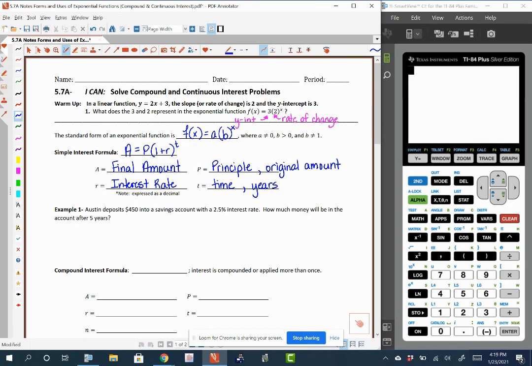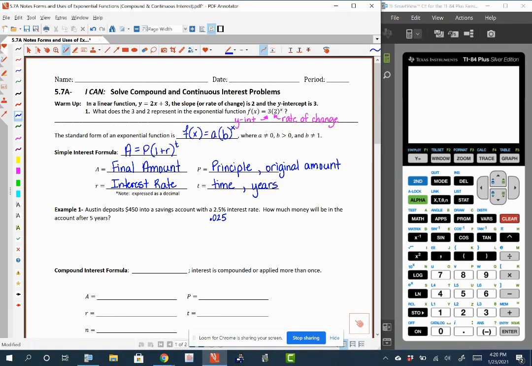So let's look at this first example. Austin deposits $450 into a savings account with a 2.5% interest rate. How much money will be in the account after 5 years? So this is the type of problem we want to be able to solve. If he's putting so much money into a savings account and it has a certain interest rate, how much is he going to have after 5 years? One thing to start off with: my interest rate is in percent, and we know that we have to change that to a decimal, and we move the decimal 2 places to the left. So we're really going to be working with 0.025 as we plug this in.